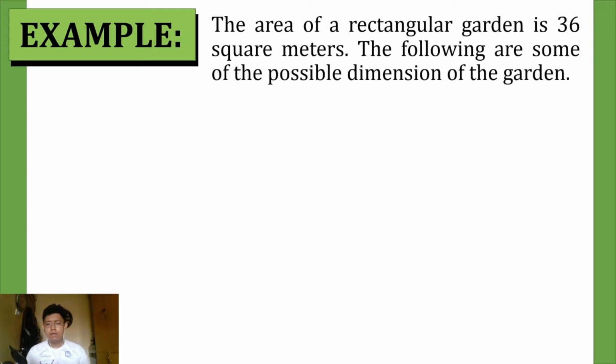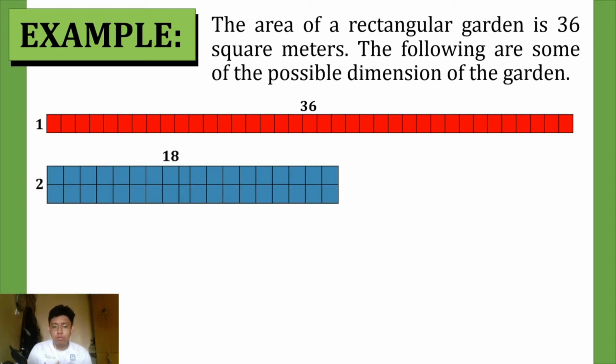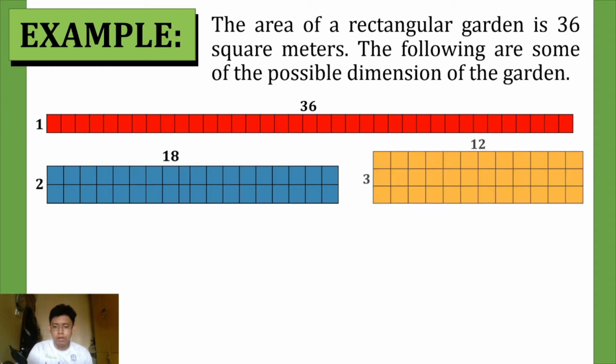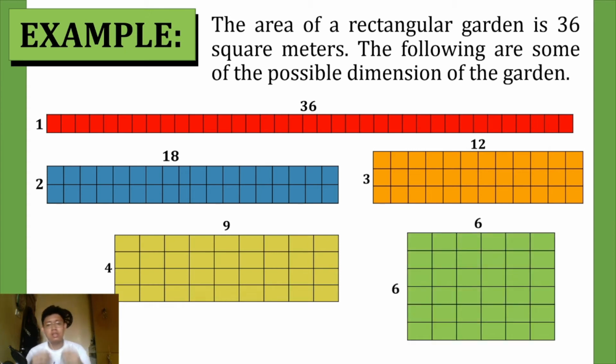For example, we're given a rectangular garden that has an area of 36 square meters. The following are some of the possible dimensions of the garden. If I ask what will be the dimensions of a 36 square meter garden, we will have different possible dimensions. For example, 1 by 36. We can have 2 by 18 or 18 by 2. We can have 3 by 12. We can have 4 by 9. Or we can have 6 by 6 dimensions of our rectangular garden.